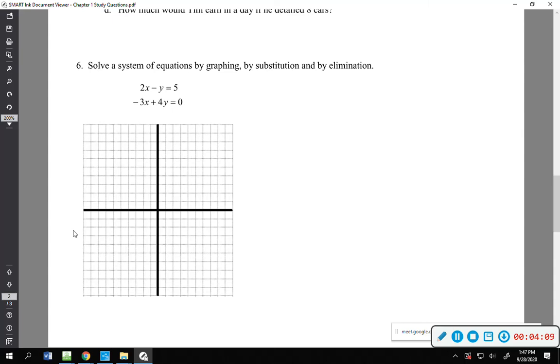So, graphing. Let's isolate y so that we can put it in slope-intercept form. So I am going to subtract 2x from both sides and then divide both sides by this -1, which gives me the line y equals -5 plus 2x.